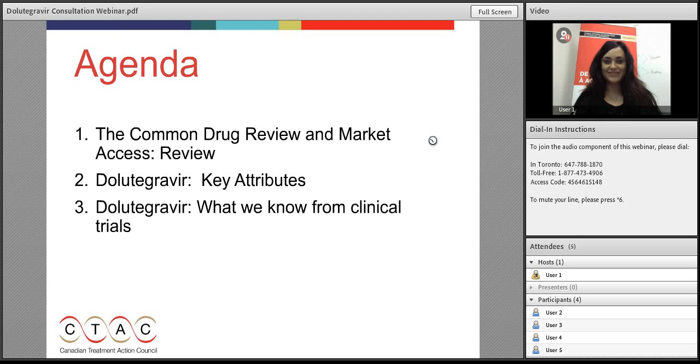Our agenda for today is as follows. I'll begin with a bit about the Common Drug Review and provide a review on market access, followed by an introduction to Dolutegravir, and then go into some of the key findings in the Dolutegravir clinical trials. And after that, everybody will have the opportunity to engage in discussion or ask any questions that may arise.